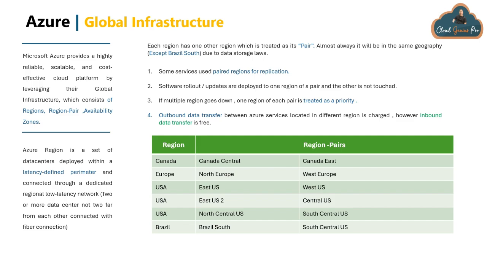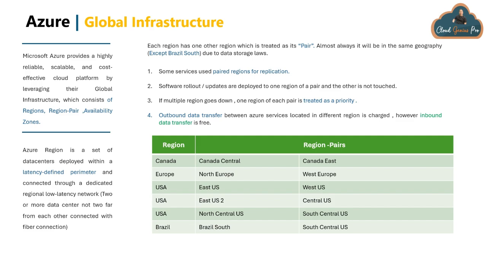Another reason for having a region pair is that if multiple regions within one geography go down, Microsoft will give priority to the restoration of one region in each pair. Most of the time, the regions of a region pair will be in the same geography. There is one exception, Brazil, where Brazil South and South Central US are the two regions which are part of the Brazil region pair.